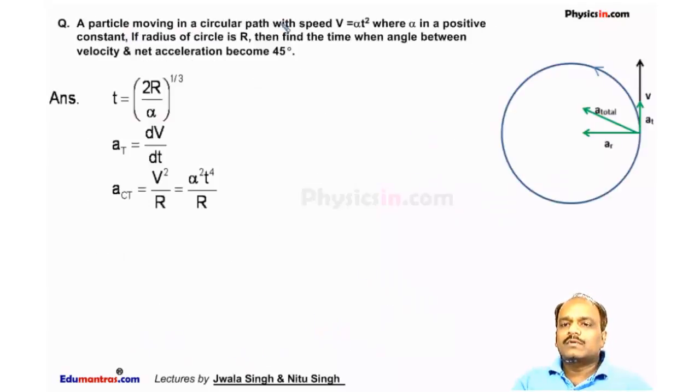A particle moving in a circular path with v is equal to alpha t square, where alpha is a positive constant.